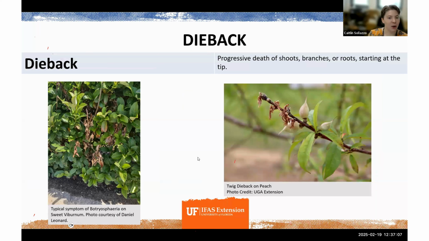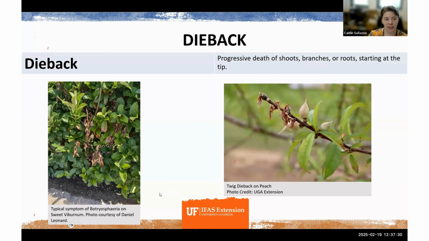All right, so now let's go into dieback. Dieback is basically progressive death of shoots, branches, or roots, starting from the tip primarily. A lot of times we refer to dieback with shrubby plants. So if you have one whole branch that's dead, that's usually dieback. In this case, it's a sweet viburnum. Most of the leaves are green. You have this one branch that has died.